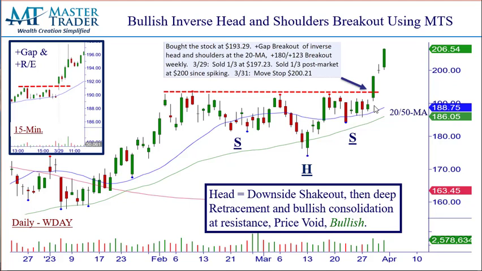This is the day we entered it. It had a bullish gap up. Another concept of ours is multiple time frame alignment. You can look on your own if you want. The weekly chart was a phenomenal continuation breakout pattern also.